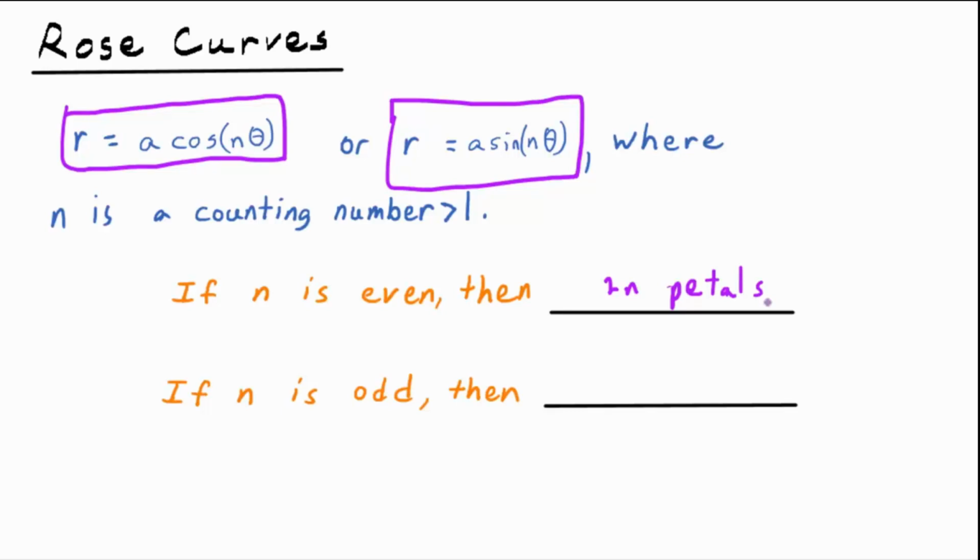2n petals. So if you have like R equals 1 sine of 2 theta, you're actually going to have 4 petals because n would be 2. But surprisingly enough, if n is odd, then n is the number of petals. Again, not something you have to memorize if you're graphing it on the calculator, only if you're graphing it by hand.